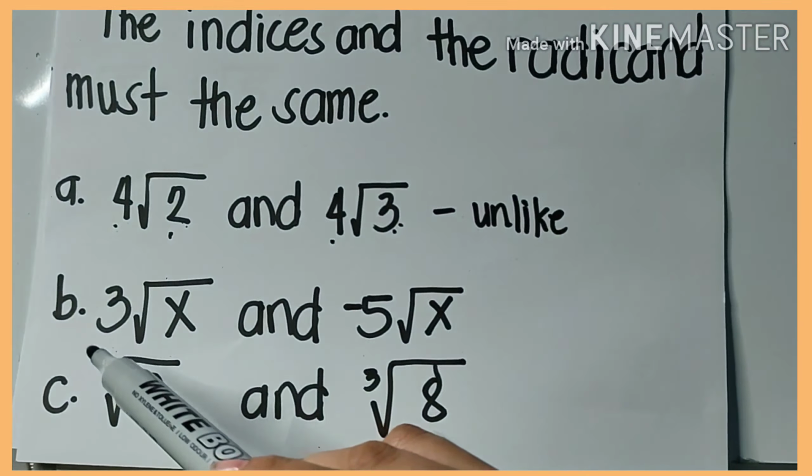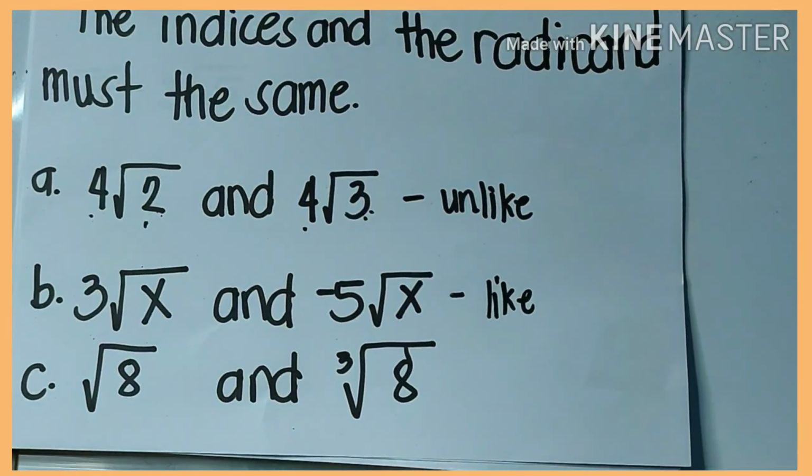We have here square root of x and square root of x. As you can see, we have the same radicand x, and the index is also the same. It is understood that there is an index 2 in this expression. So therefore, these are like radicals.